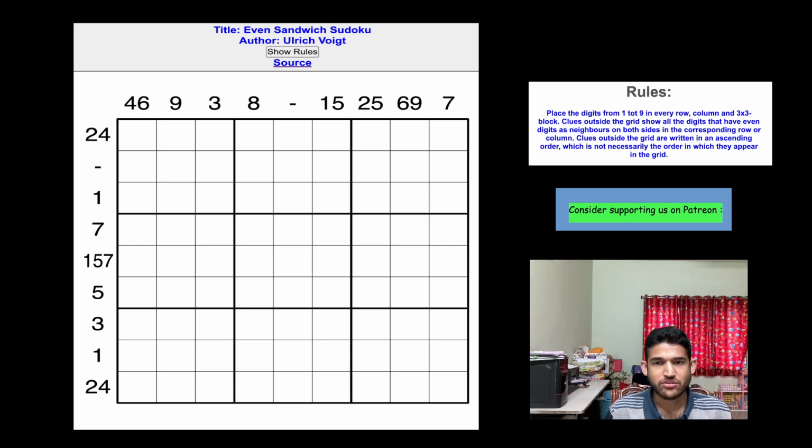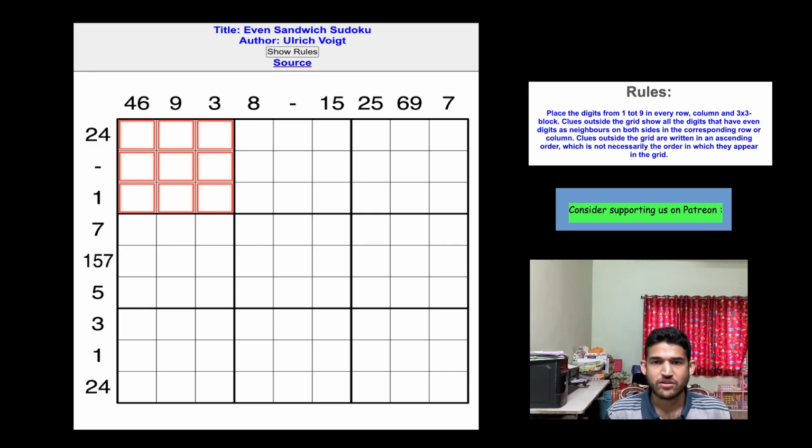Classic rules apply. So each row, each column and 3x3 box in the grid has digits 1 to 9 without any repetition. And then you have clues outside the grid. I'm reading the rules verbatim. Clues show all the digits that have even digits as neighbors on both sides in the corresponding row or column. Clues outside the grid are written in ascending order, which is not necessarily the order in which they appear in the grid.